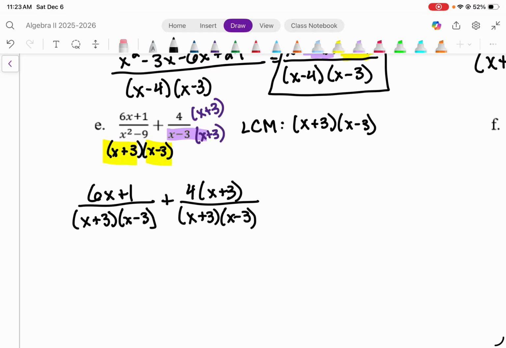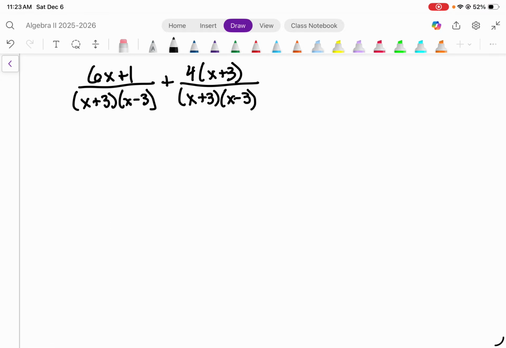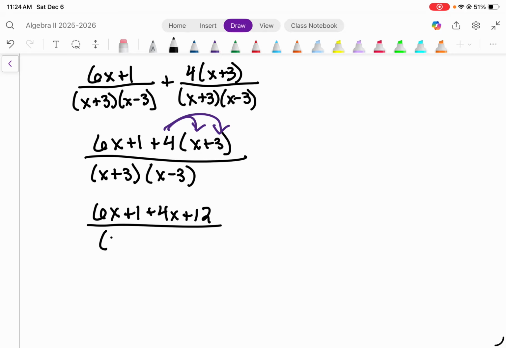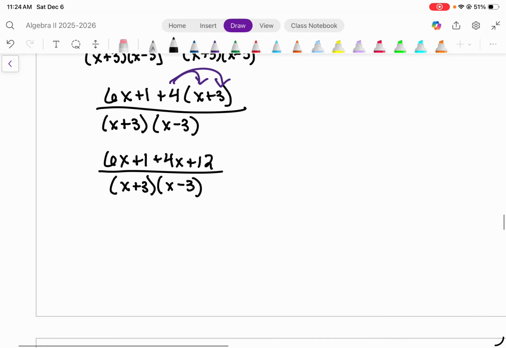Okay. Once we have that common denominator, then we can combine our fractions. So we'll have 6x plus 1 plus 4 times x plus 3 all over my common denominator. Okay. Now I'm going to simplify the numerator. And that will give me 6x plus 1 plus 4x plus 12 all over x plus 3 times x minus 3. Then we'll combine any like terms, so that'll give us 10x plus 13 all over our common denominator.